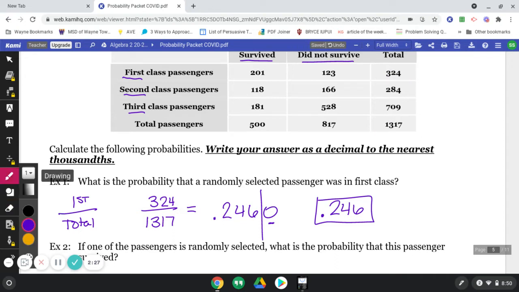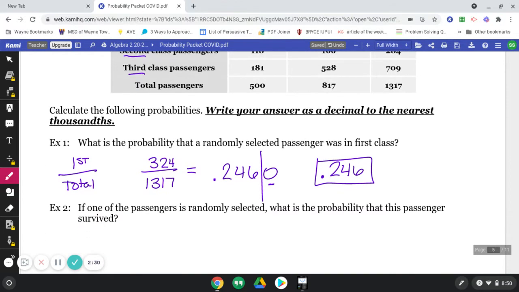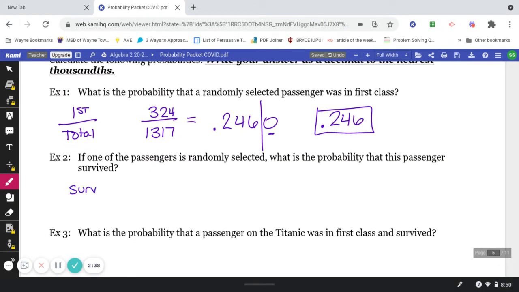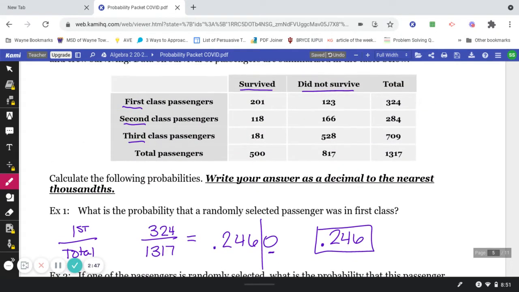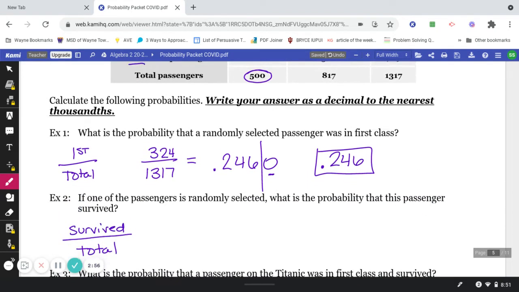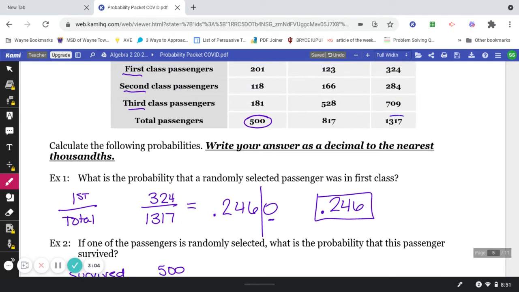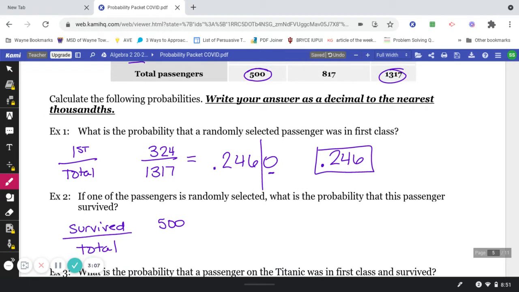All right, let's take a look at the second one. If one of the passengers is randomly selected, what is the probability that this passenger survived? So we need the total amount of people that survived out of the total of everyone. So as I look up at the top, survived is my first column. Total passengers survived, 500. And then out of my total again, 1,317.